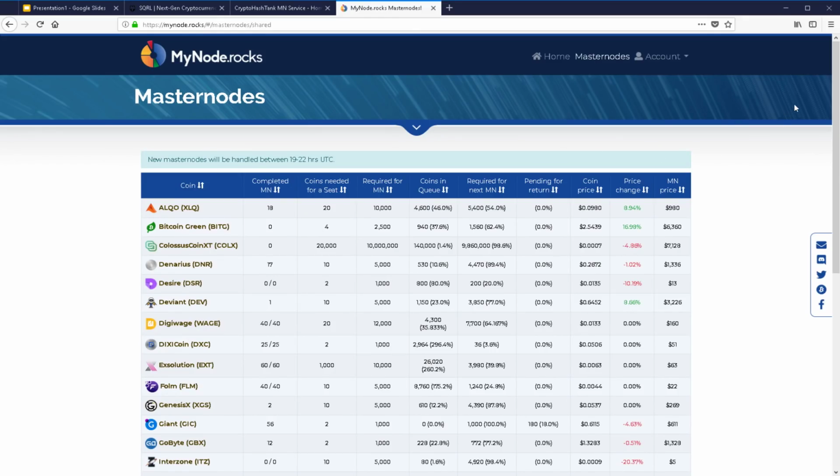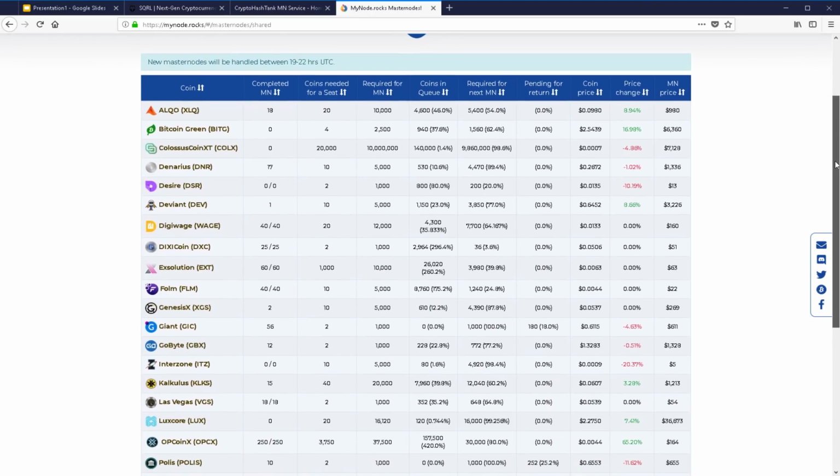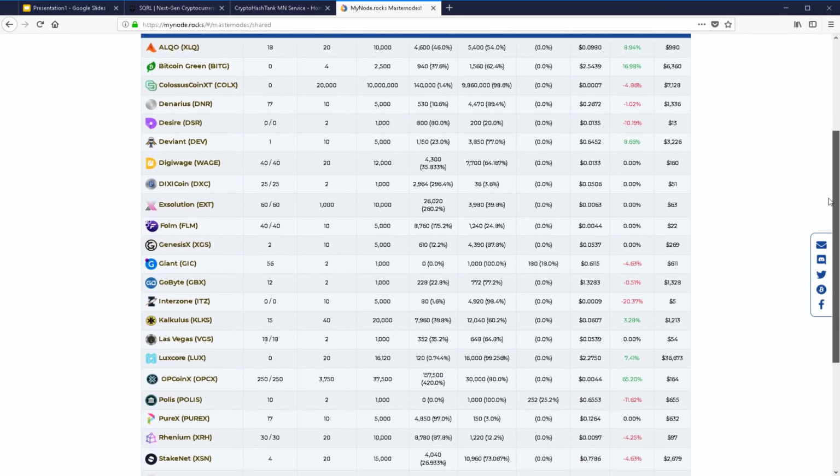So I'm going to show them the shared Masternode page. I'll show that just now to everyone. You'll be able to see it on your computer as well. There's a list of different coins here: Bitcoin Green, Desire. Yeah, there's a lot of them that are perhaps a little bit less known.